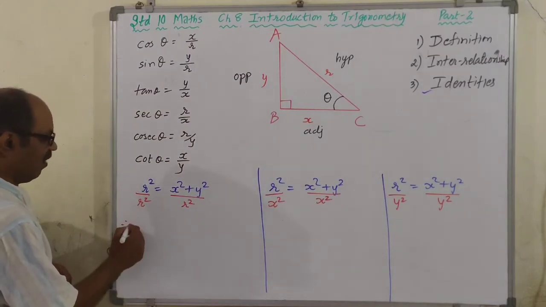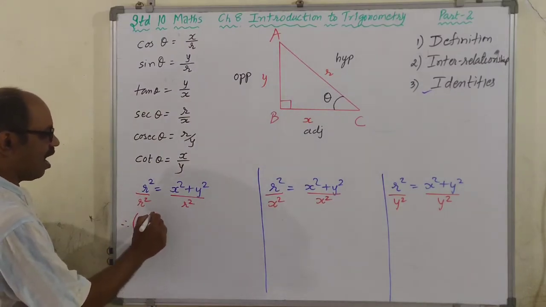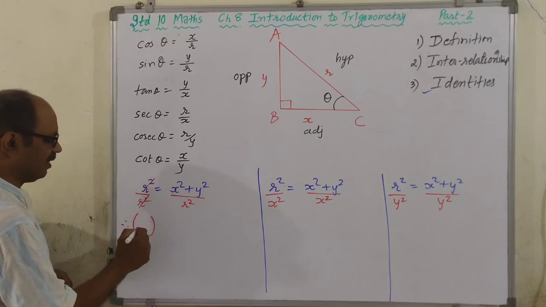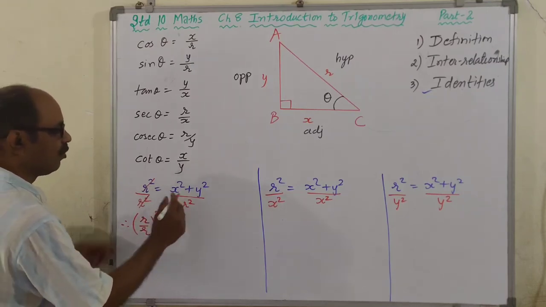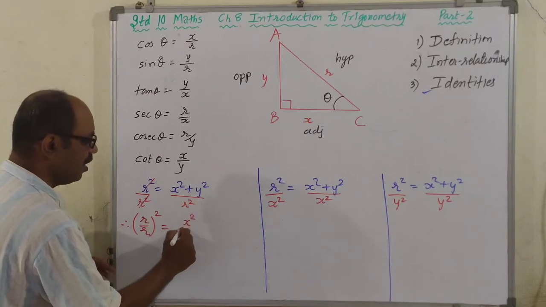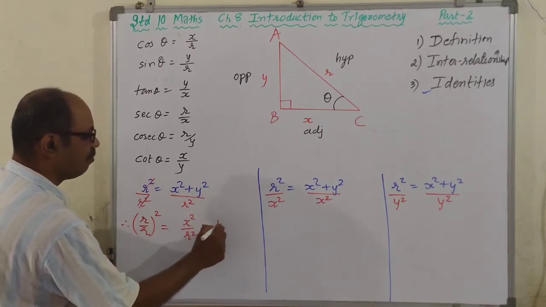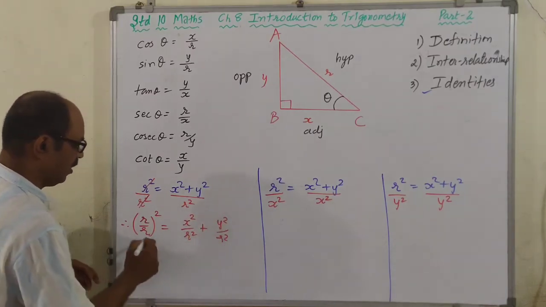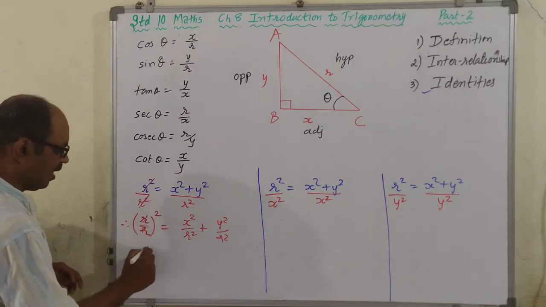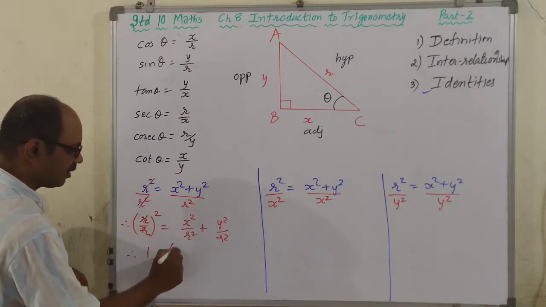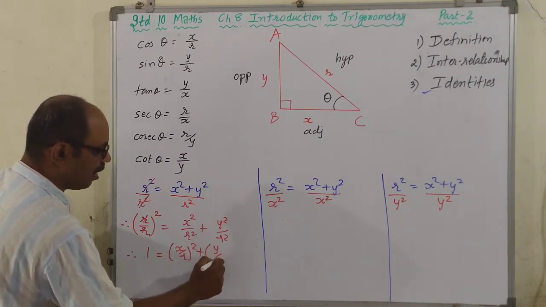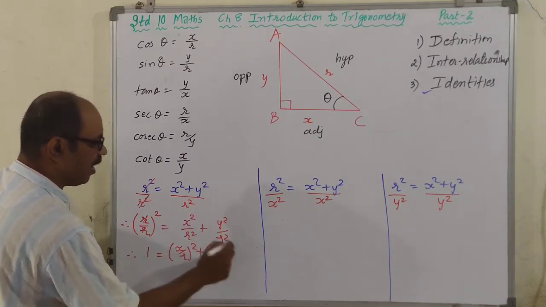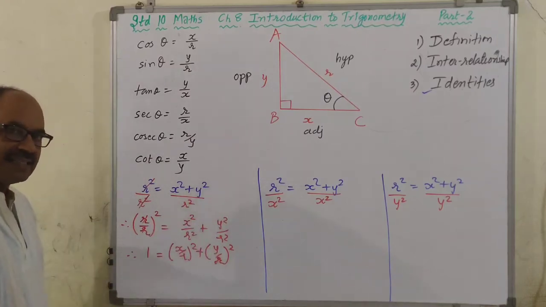Let's see this. Well, this will cancel, you can say. Or you may write r upon r whole square is equal to, you split this, x square upon r square plus y square upon r square. Now this cancels. 1 square is 1. This is x upon r whole square. And this is y upon r whole square. Because the indices are same.